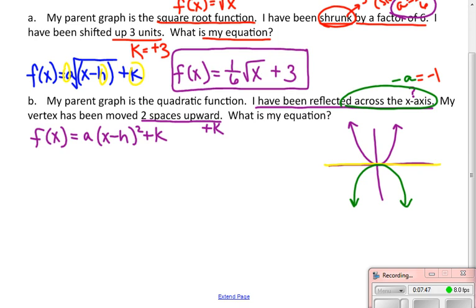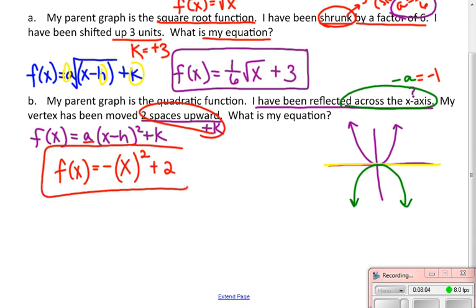So again, I go back to substitute. So f of x is equal to a has to be negative. I don't have any right or left shift, and I'm going up 2. And so that reflects the equation that matches the description.